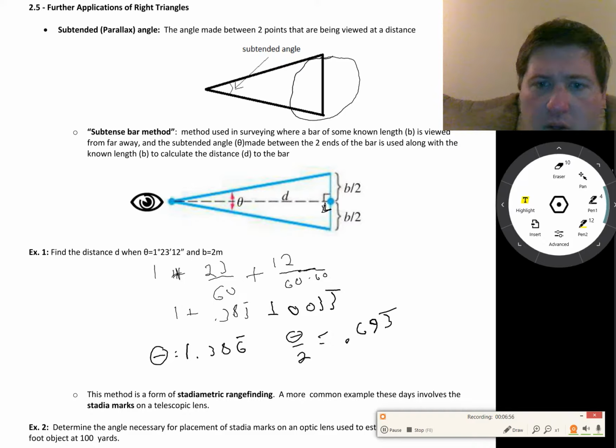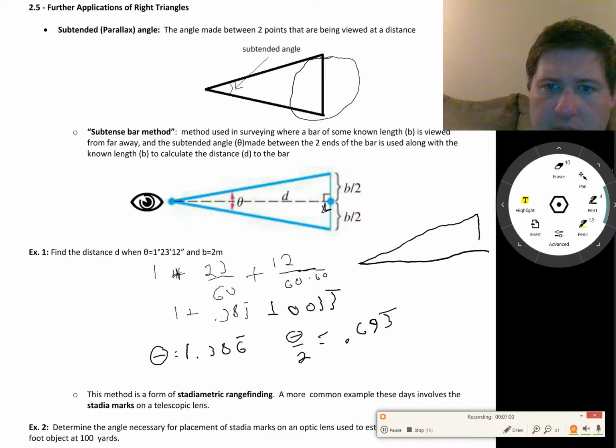Now that we have that angle, this is what our triangle is. My poor attempt at a right triangle. So I've got my angle, theta over 2, 0.693. I also know this short leg of the triangle. If my entire side here is B equal to 2 meters, well, half of that, this little part, is going to be 1 meter.